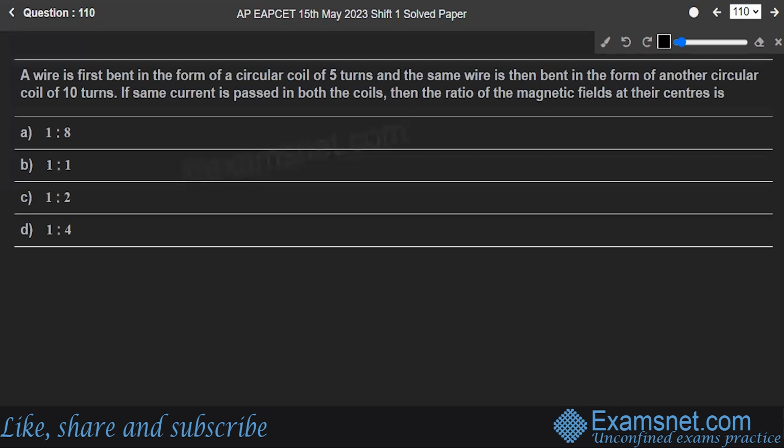Question 110. A wire is first bent in the form of a circular coil of 5 turns, and the same wire is then bent in another circular coil of 10 turns. If the same current is passed in both the coils, the ratio of the magnetic fields at their centers is.